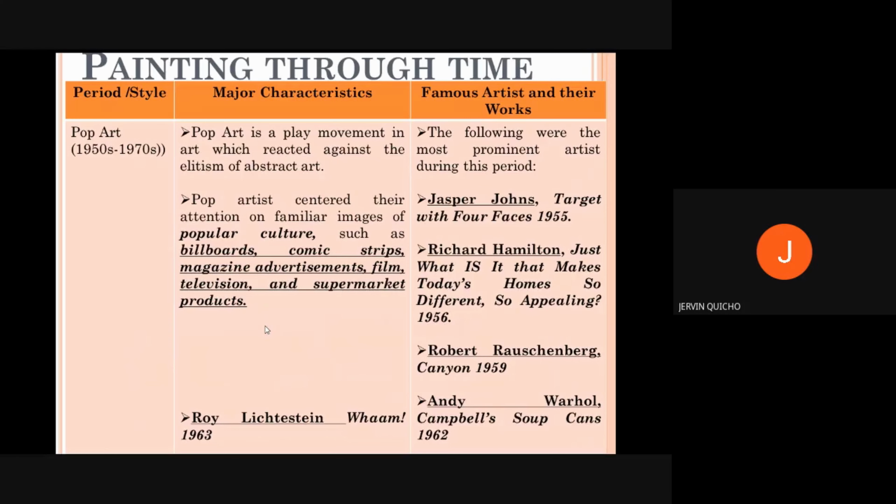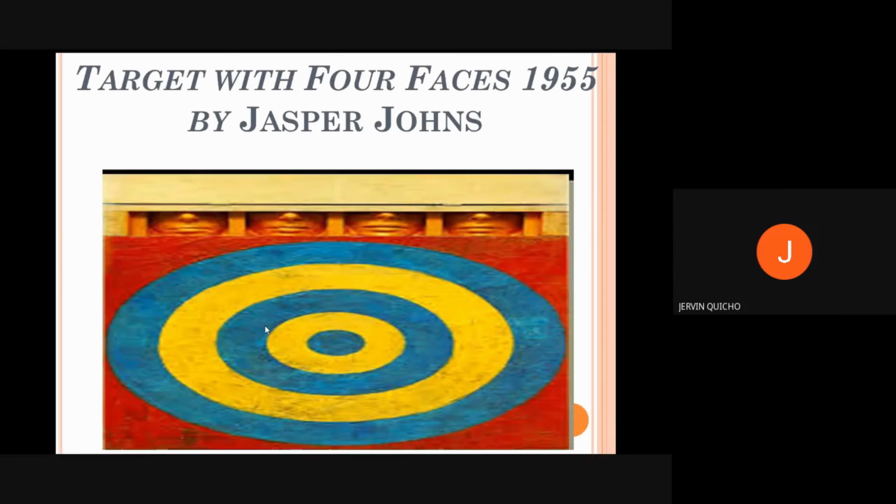Next, we have pop art. We already understood pop art in our previous discussion on the visual arts. So these are the magazine advertisements, some of the covers of the supermarket products, advertising of their products. So we have the works of these. Yung Target with Four Faces ni Jasper Johns. So yun yung circle and the center of the circle would be the gitna na makikita natin.